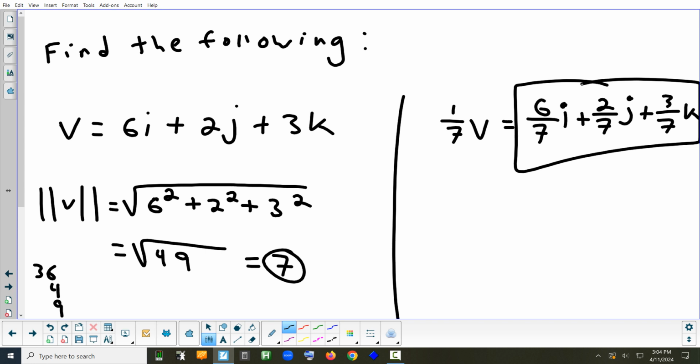It's probably going to come up on the test. Yeah, a question like this. This will definitely be a test question, where you have to make it into a unit vector. Yes. Okay, that's all.